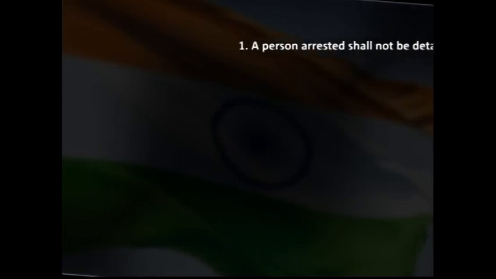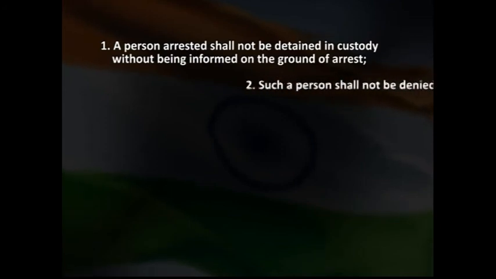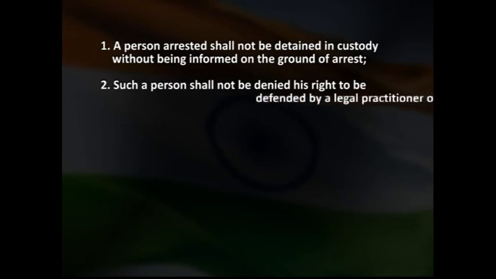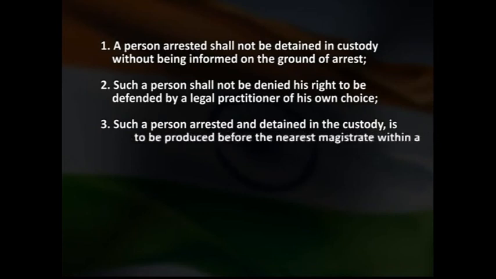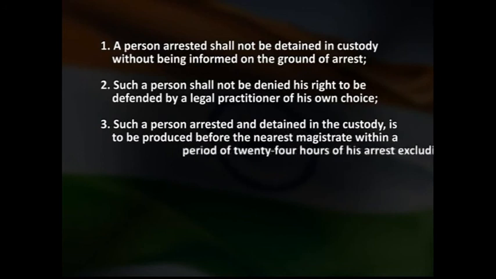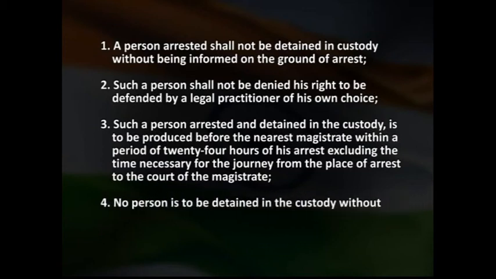This Article 22 ensures 4 safeguards for a person who is arrested. Those safeguards are: firstly, a person arrested shall not be detained in custody without being informed of the grounds of arrest. Secondly, such a person shall not be denied his right to be defended by a legal practitioner of his own choice. Thirdly, such a person arrested and detained in custody is to be produced before the nearest magistrate within a period of 24 hours of his arrest, excluding the time necessary for the journey from the place of arrest to the court of the magistrate. The fourth aspect is that no person is to be detained in custody without the authority of the magistrate.